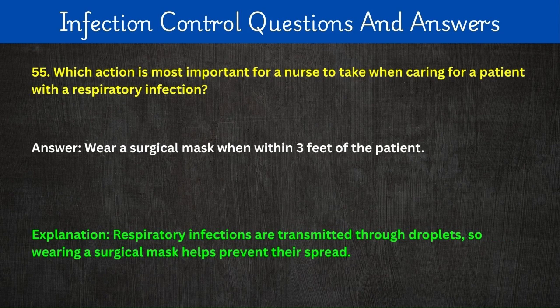55. Which action is most important for a nurse to take when caring for a patient with a respiratory infection? Answer: wear a surgical mask when within 3 feet of the patient. Explanation: respiratory infections are transmitted through droplets, so wearing a surgical mask helps prevent their spread.